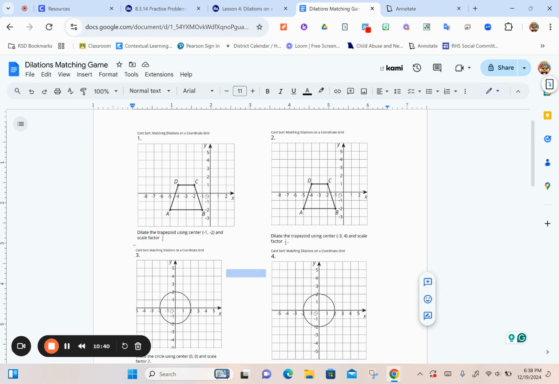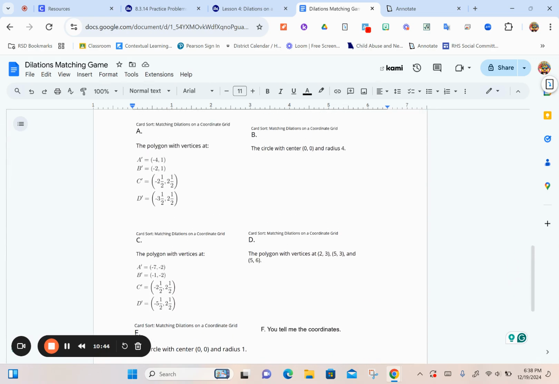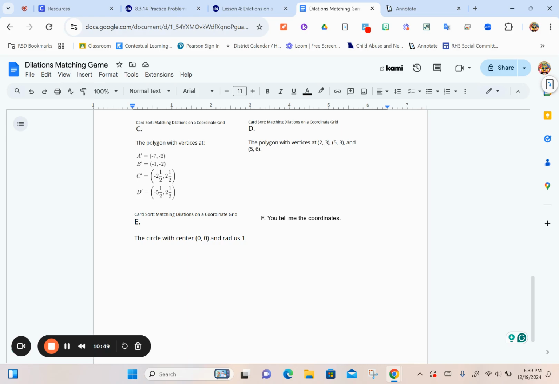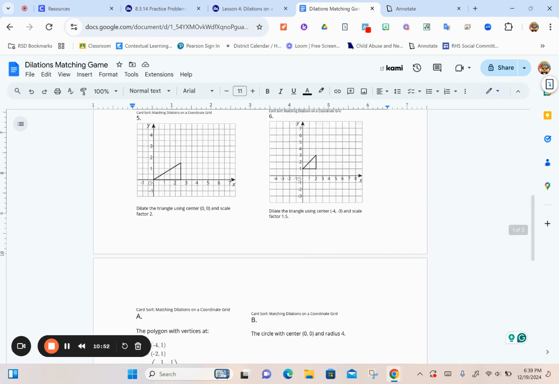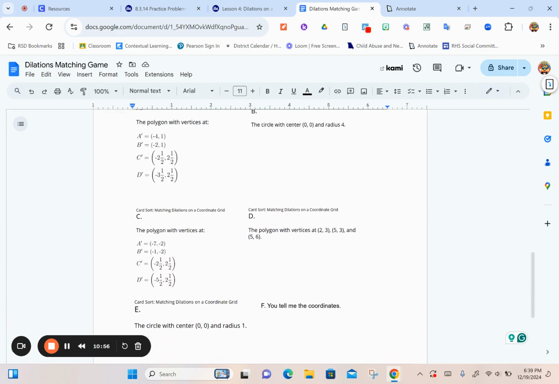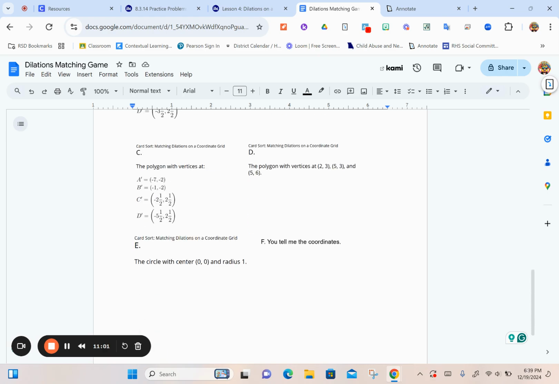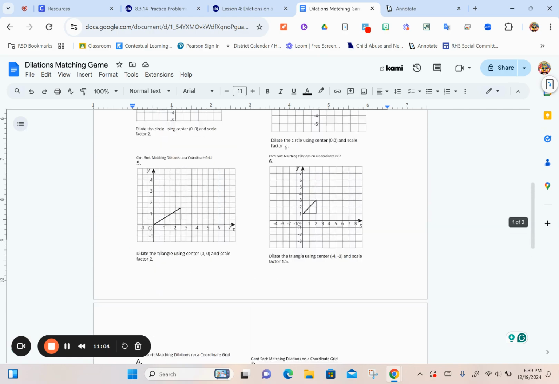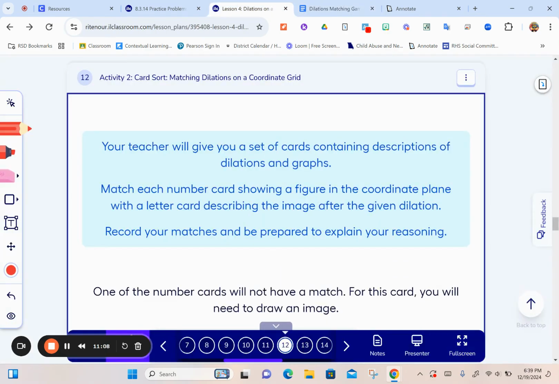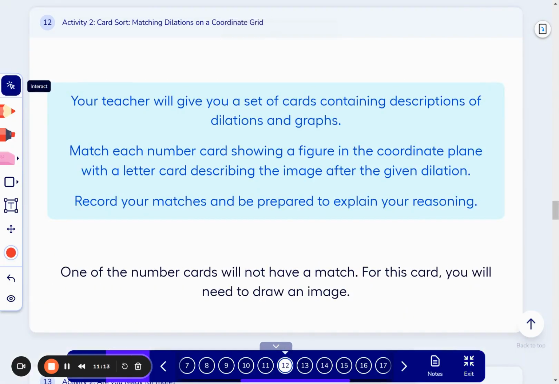You've got 2 circles. You've got 2 triangles. And then down here, you'll match it up with either A, B, C, D, E, and then F. You have to tell me the coordinates. One of these cards doesn't match down there because there are 6 picture cards and only 5 with the dilation. So this is the image, it's what you're getting. But then it's a self-check for you. So you would self-check yourself on that, see where you're at.